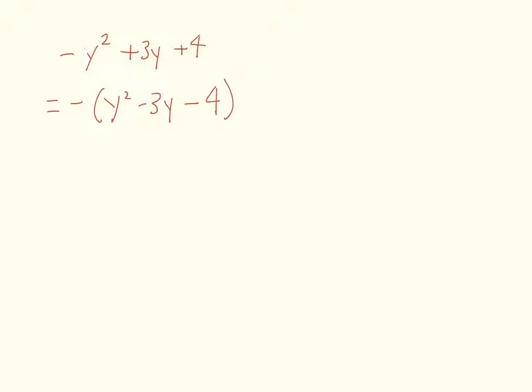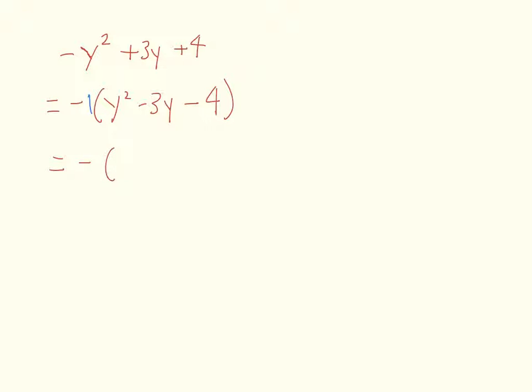So we don't just drop the y squared and forget about it and pretend it's not there. What we do is we take it into account. We account for it by removing negative 1 as a factor. So now what we can do is keep that minus 1 out the front.